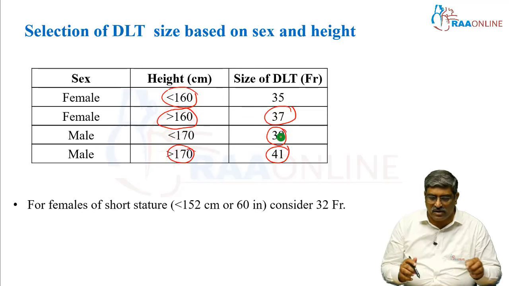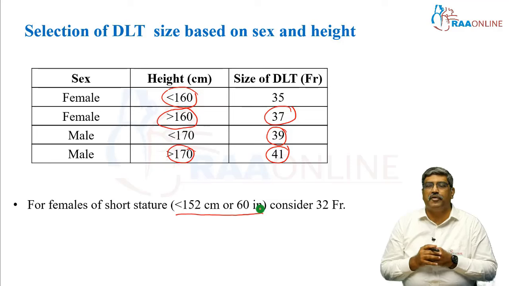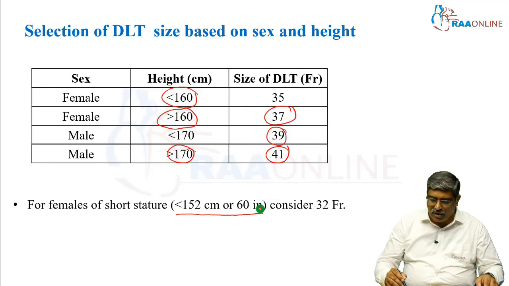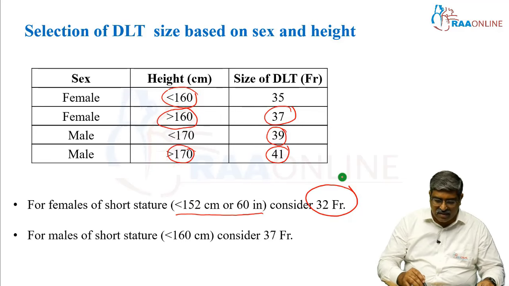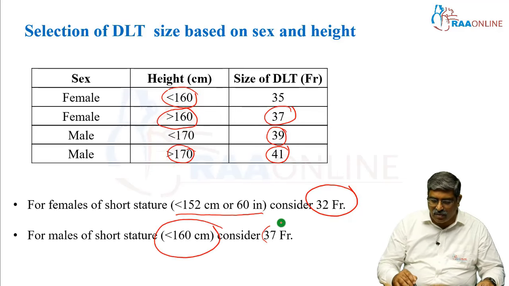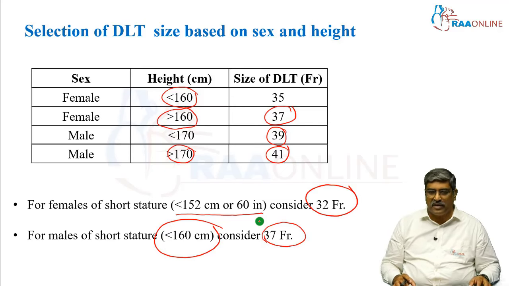For females of short stature, that is less than 152 centimeter or 60 inch, you can consider 32 French. For males of short stature, that is less than 160 centimeter, you can consider 37 French.